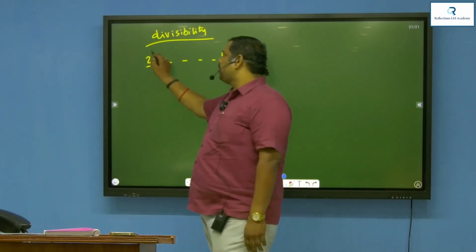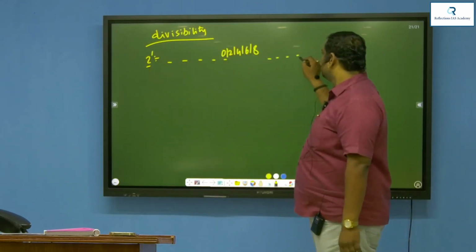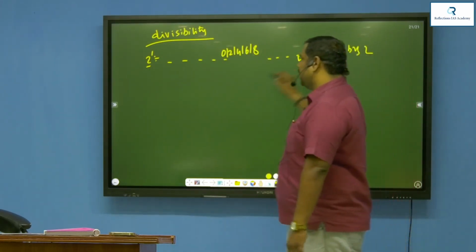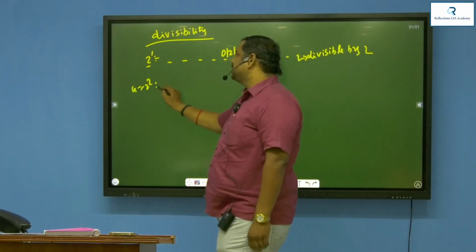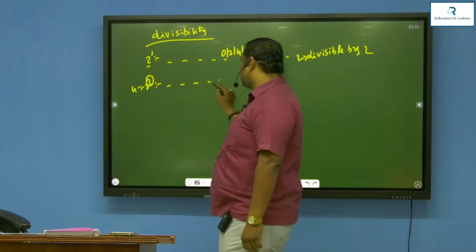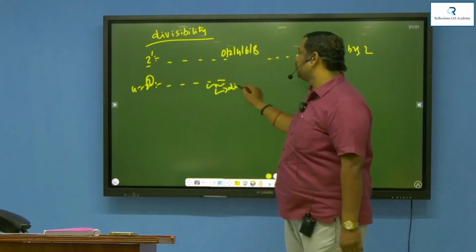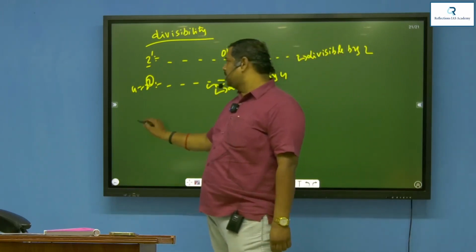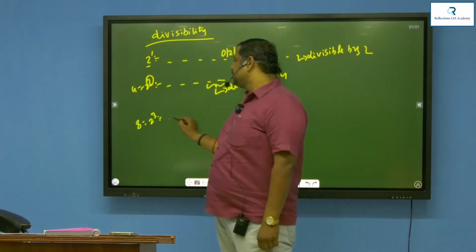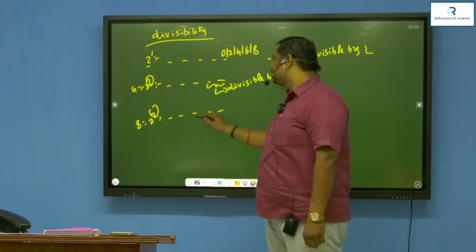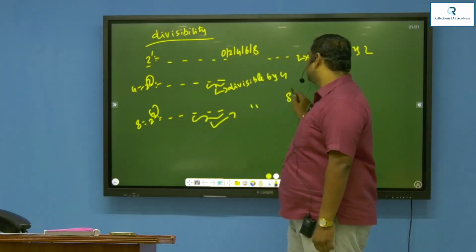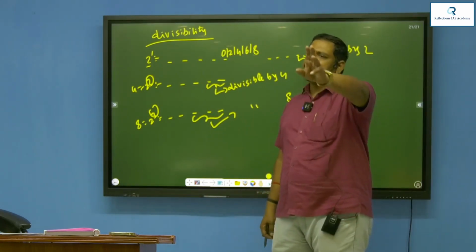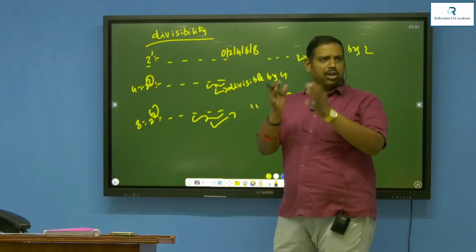2 power 1 means the last digit should be divisible by 2. 4 means 2 square, right? Since it is 2 square, not 1 digit, the last 2 digits should be divisible by 4. 8 means 2 cube, so the power is 3. That means the last 3 digits should be divisible by 8. By this procedure you can find the divisibility rule of 16, 32, 64, anything you can take. That is the specialty of powers of 2.